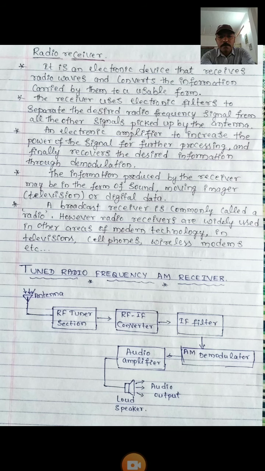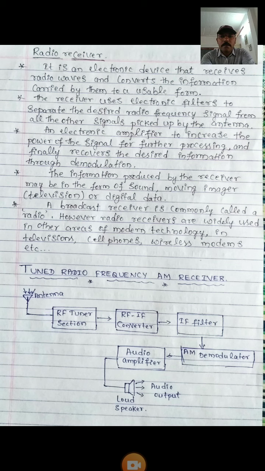Demodulation is the separation of the message signal and the carrier signal. Carrier signals are used only to carry the message signals, and we need only the message signal. That separation is demodulation.